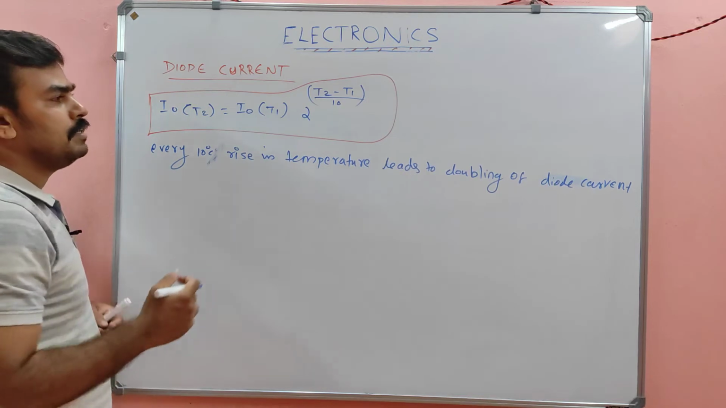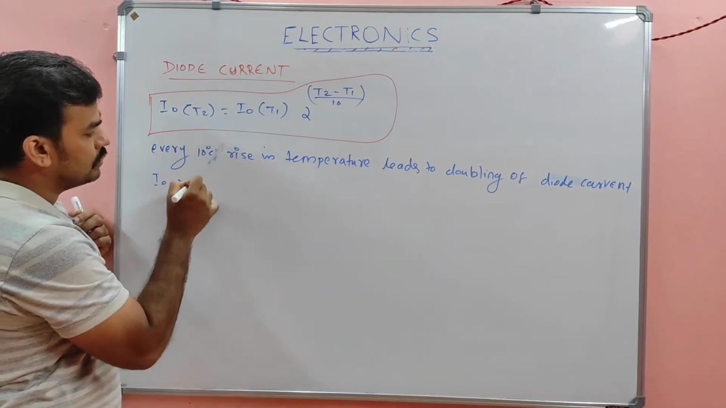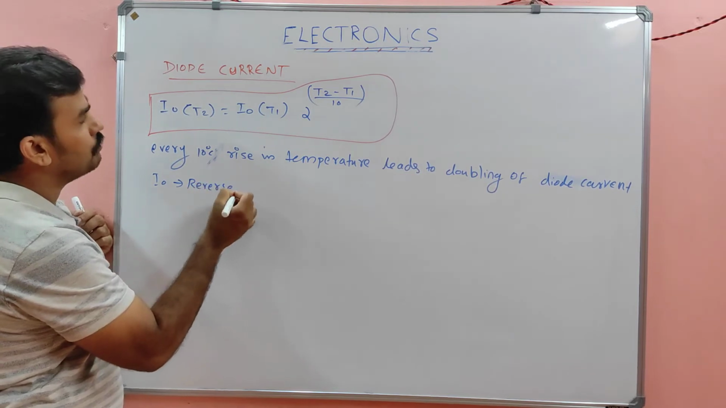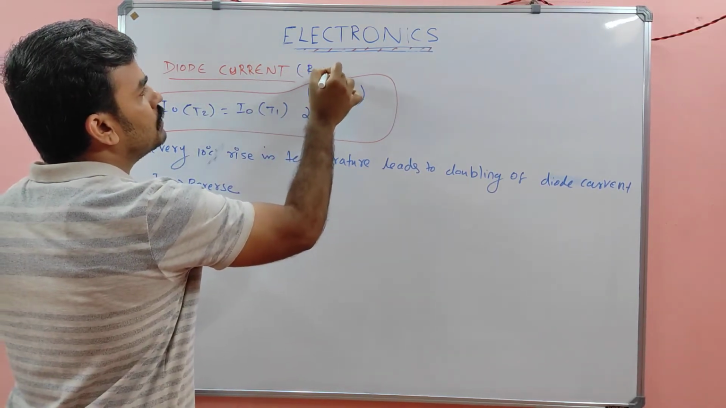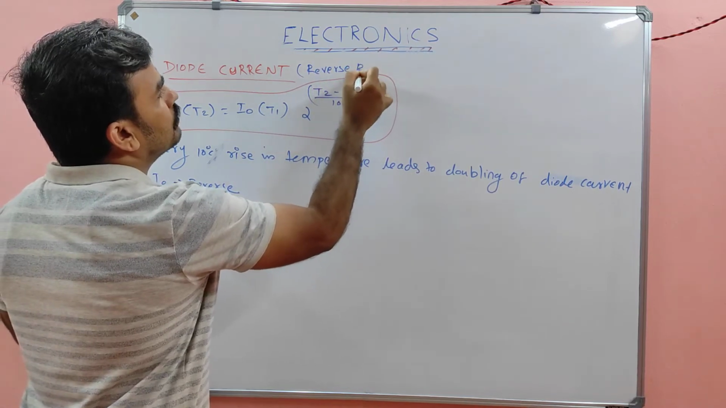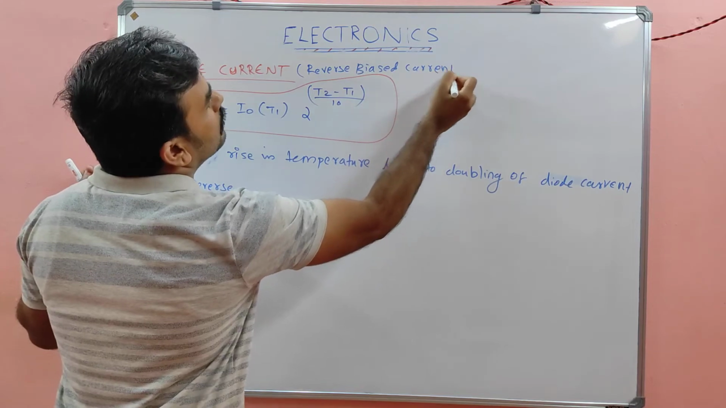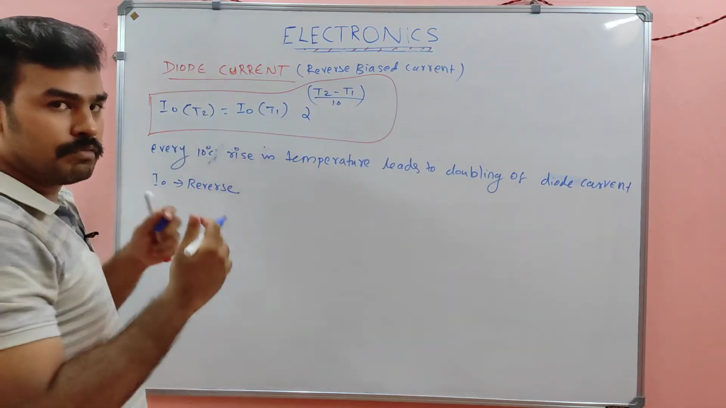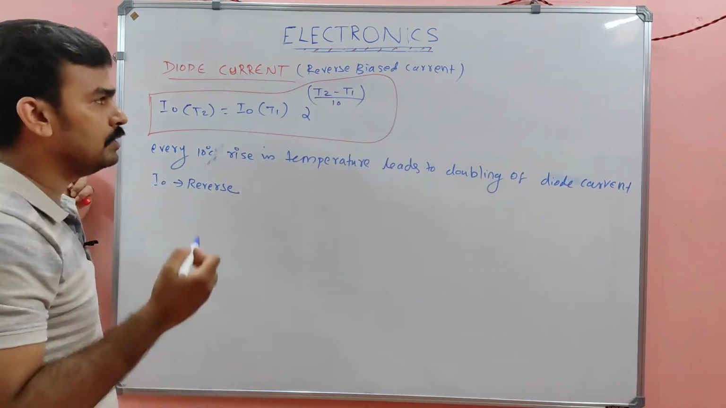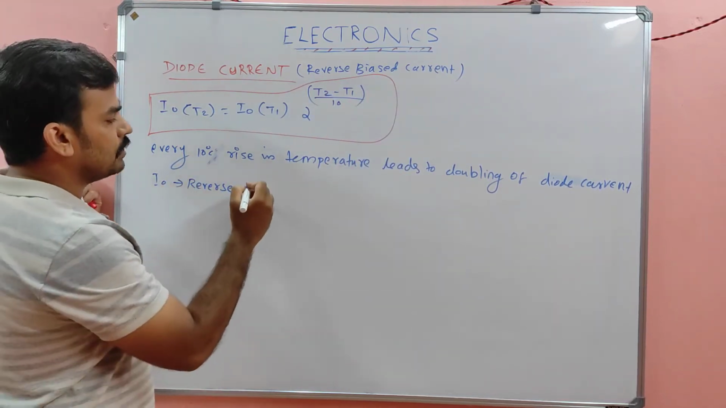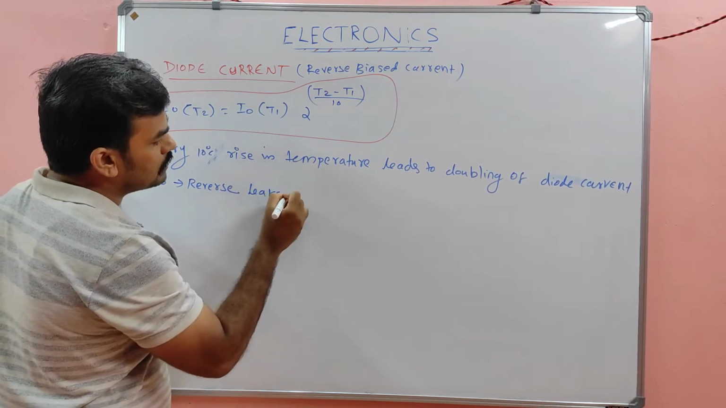And this I0 is nothing but the reverse current. So it is the diode current in the reverse biased condition. There is a forward current also, but we don't want to confuse with that. So I0 is nothing but the reverse leakage current.